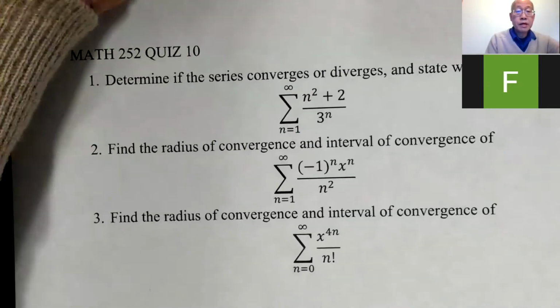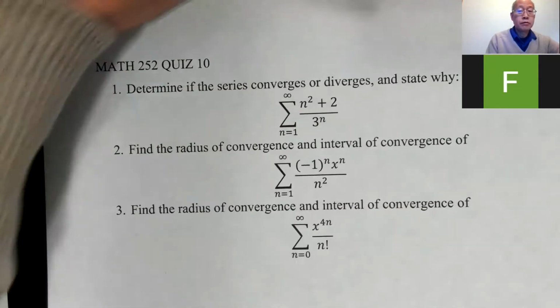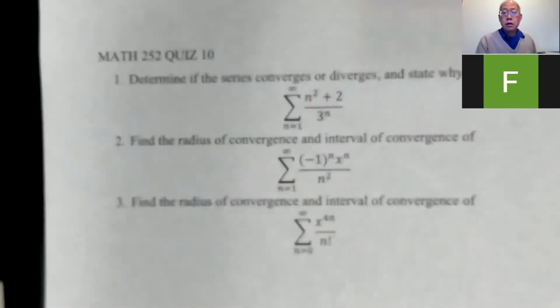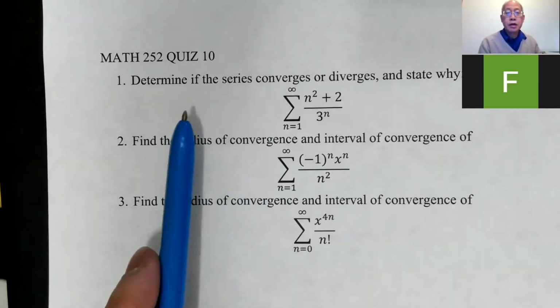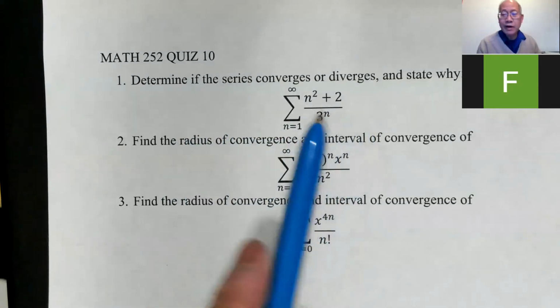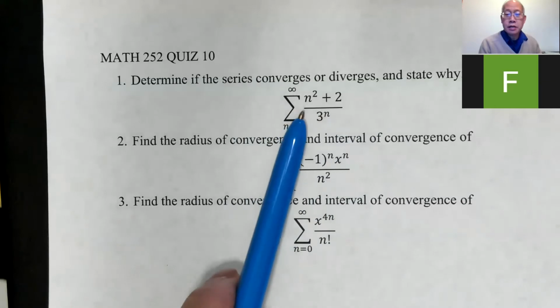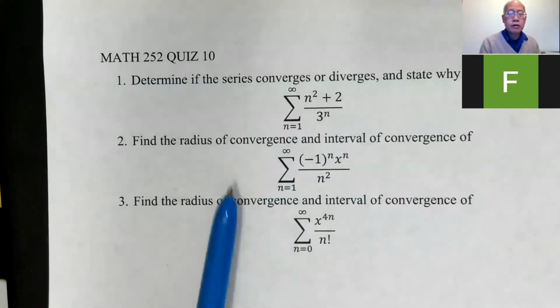Okay, here we go. Let me make it a little bit smaller so it can be more readable. All of these should be done by the ratio test. So you might think of this as a ratio test quiz, essentially. Number one, determine if the series converges or diverges and state why. Well, the why is the ratio test, pretty much. That's more like section 7. 2 and 3 are like section 8.